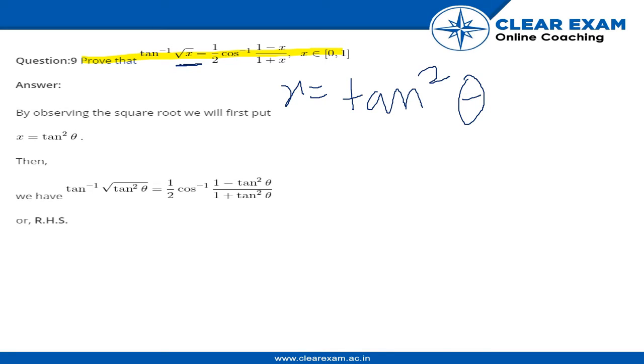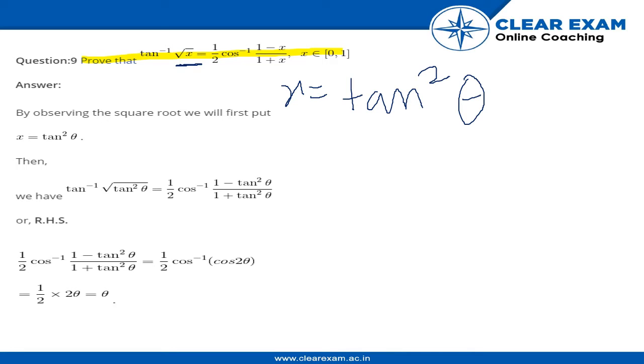Let us move to the next step. Yes, they have done the same thing. When we replace x by tan squared theta, we get tan inverse of root tan squared theta is equal to half cos inverse of (1 minus tan squared theta) upon (1 plus tan squared theta). Moving to the next step.